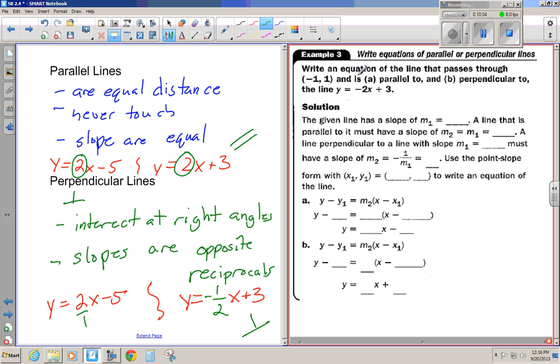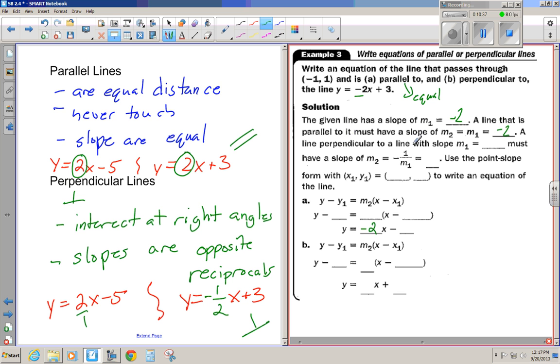So here we go. Write an equation of a line that passes through negative 1, 1 and is parallel to this line. Right. Parallel, equal slope. So the given line has a slope of m1, which is negative 2. A line that is parallel to it must have a slope of m2 equals m1, which equals negative 2. So my final answer way down here will have a negative 2 slope.